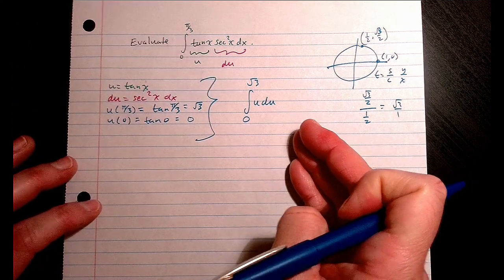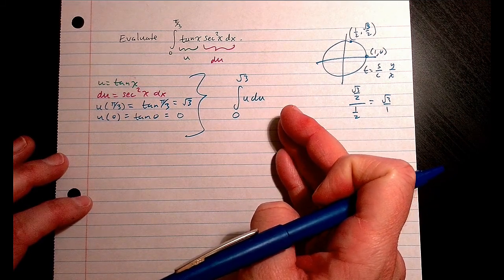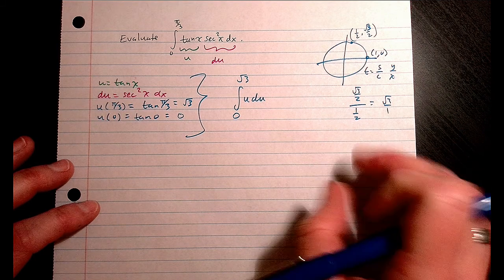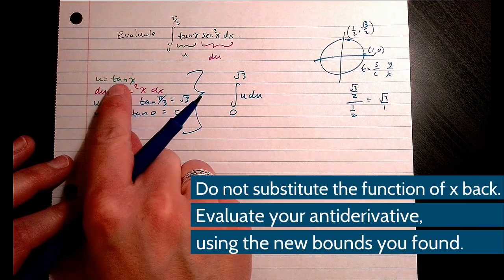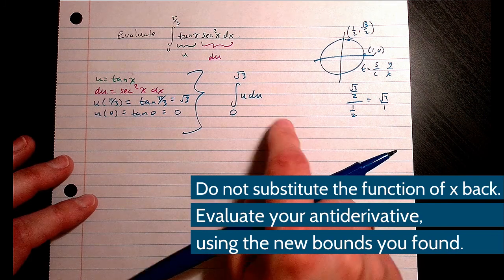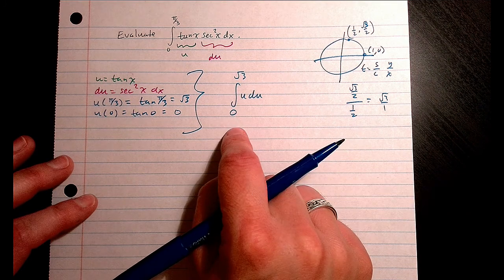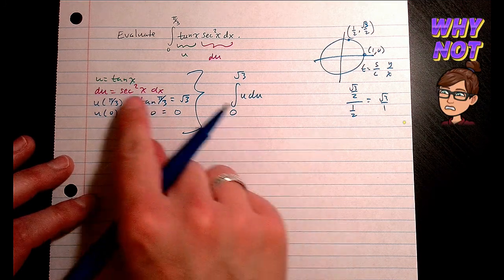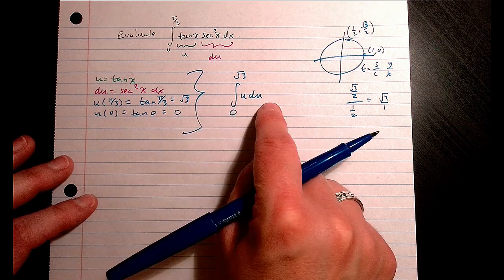At this point, what we're going to do now is the antiderivative, and then following the fundamental theorem of calculus, we're going to actually evaluate this all the way through to get our answer. Here's the thing though, we are not going to substitute tangent back in. We get to keep this in terms of u when we evaluate root 3 and 0. Why do we not evaluate or put tangent back in? Because we've changed the bounds to align with u.